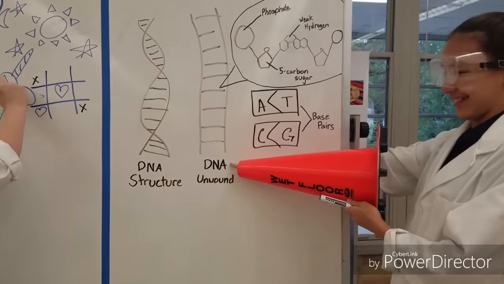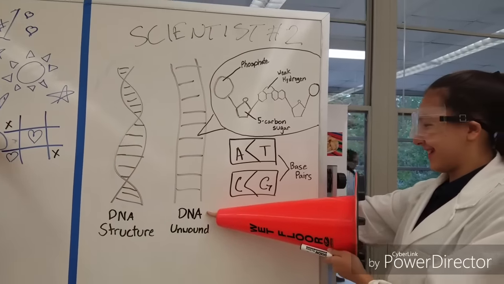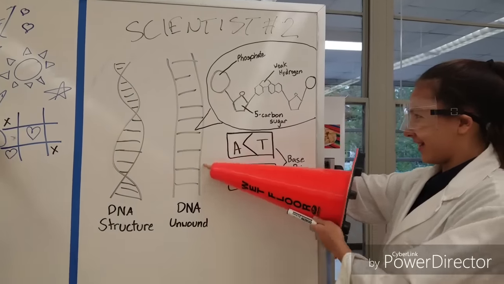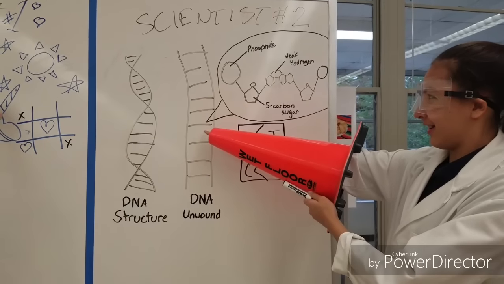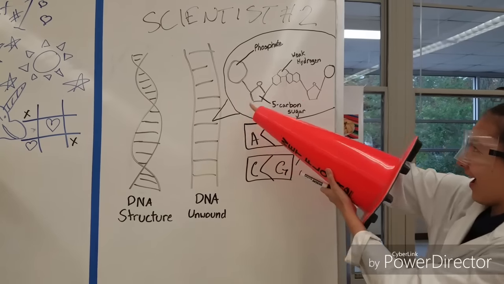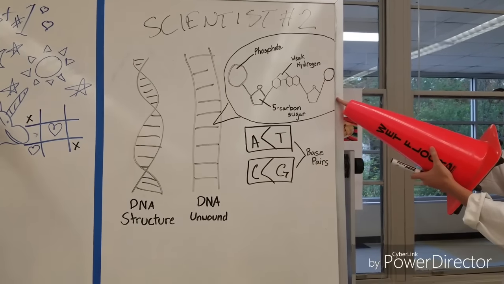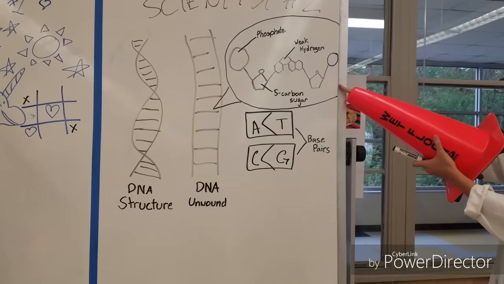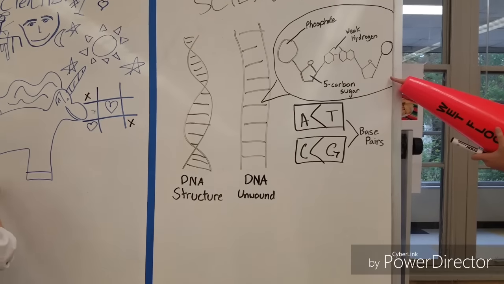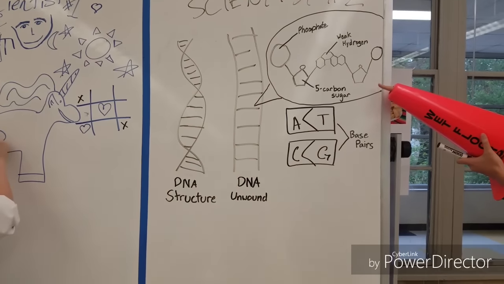Correct, scientist number 2. Finally, if we break the DNA strand down to its individual rungs, very good, scientist number 2. The rungs on the ladder are made up of 2 different nucleotides bound together by hydrogen bonds.